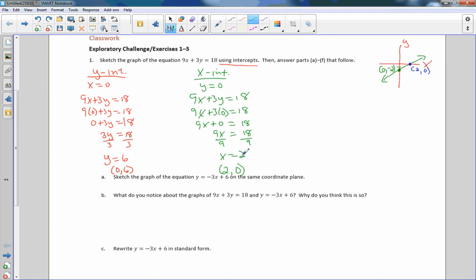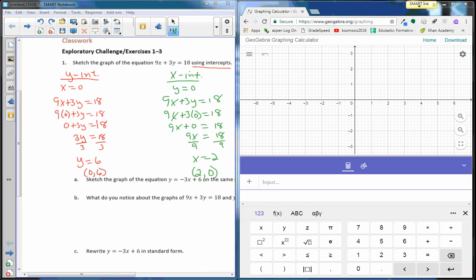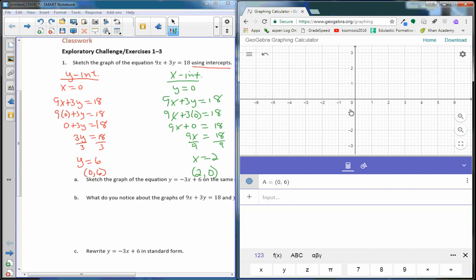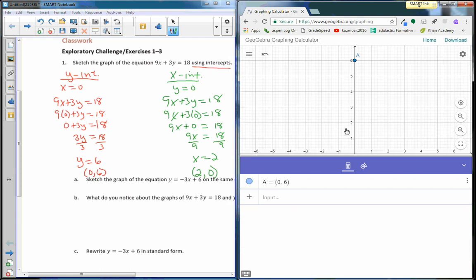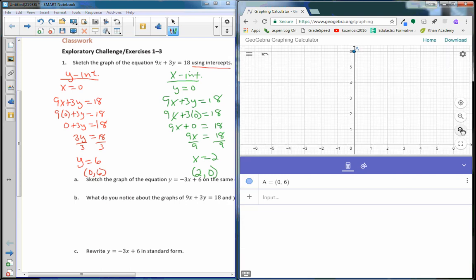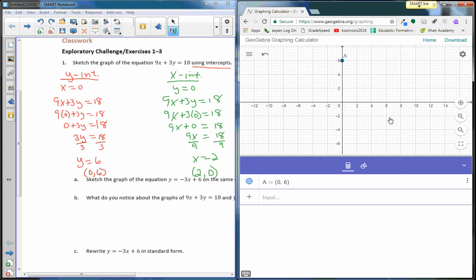Now I'm going to graph them. Sketch the graph of the equation, then answer parts A through F that follow. Okay, so I opened up my GeoGebra graphing calculator, and I'm going to just plot these points, (0, 6) and (2, 0). (0, 6) is off the chart right now, so if I just move this down, you'll see it. (0, 6) is right there, or I can zoom out. Okay, so there is the point (0, 6). Now I plot the point (2, 0).